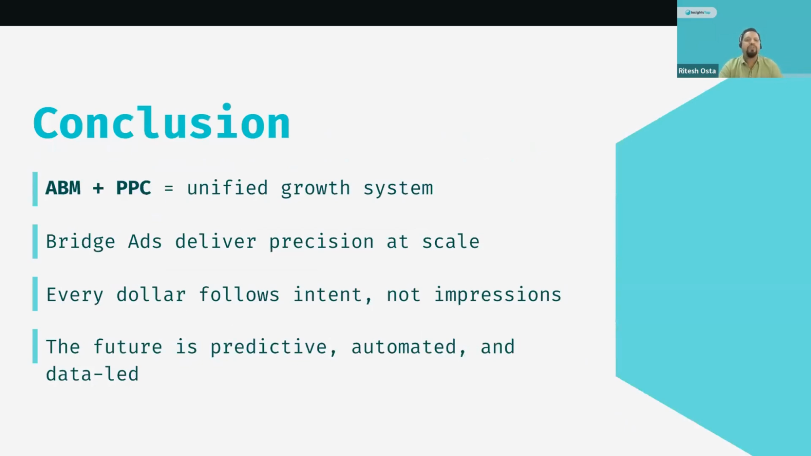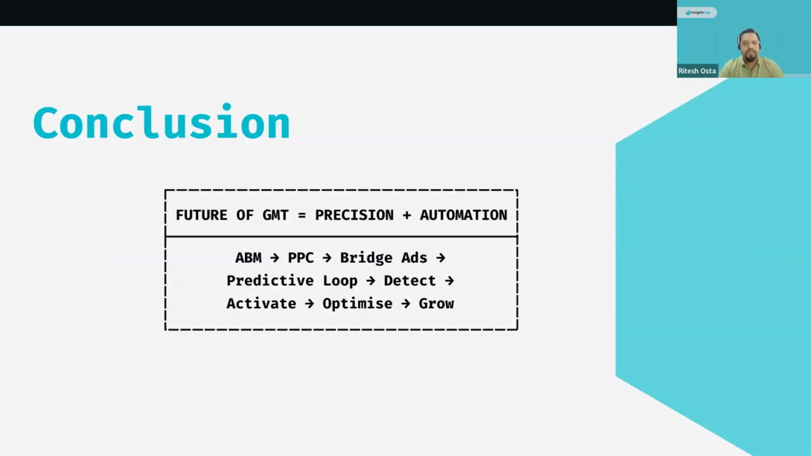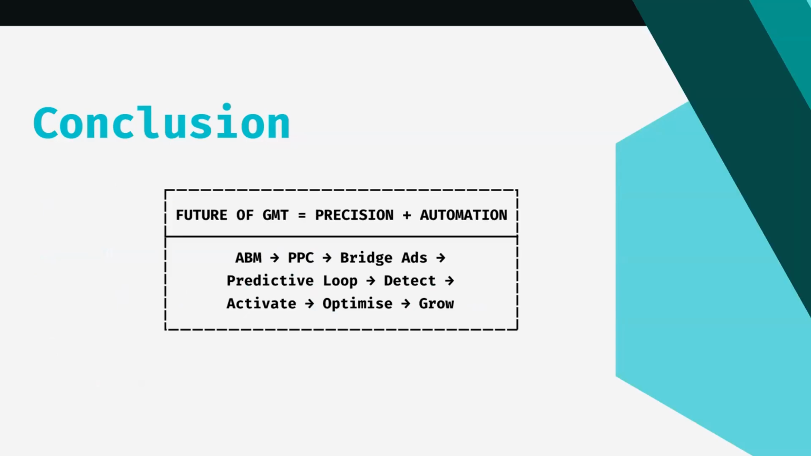ABM and PPC is a unified growth system. It should not run independently. It should not be siloed. That's why we are calling it bridge ads. It's a bridge that connects the two. Bridge ads deliver precision at scale. Every dollar follows intent, not impressions. And the future is predictive, automated, and data-led. That is the future of ABM ads. Precision plus automation. That's the future. It's right in front of you.